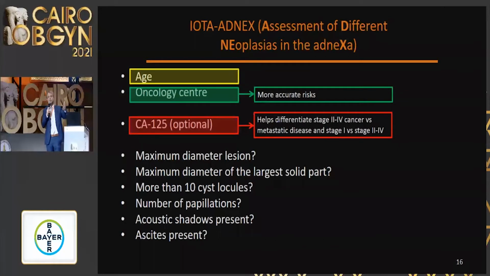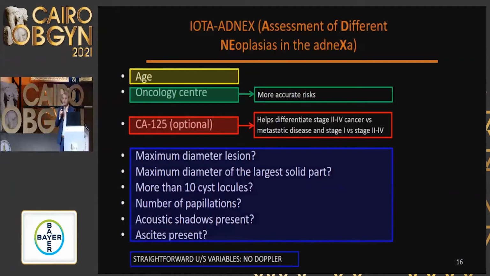But if you have a malignant tumor, it will help you to have it in the model to distinguish between the subtypes of malignant tumors. It will be helpful to know whether it's a metastasis or primary ovarian or a borderline. So to calculate the risk of malignancy, you don't need it, but to assess the subtype of malignancy, there CA125 will help. And then we have 6 ultrasound variables, which are very easy.